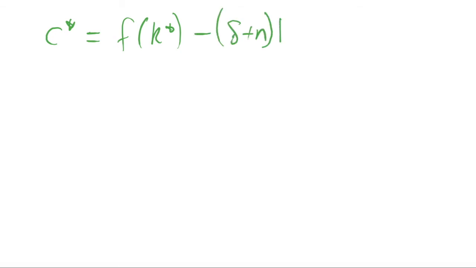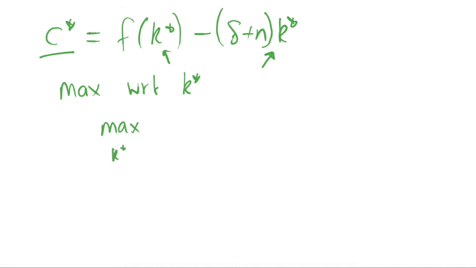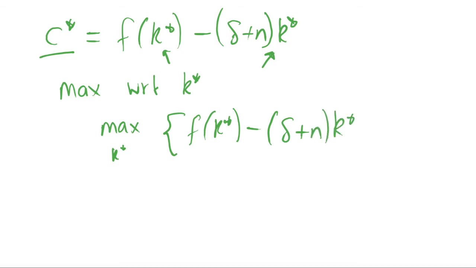So as previously said, we have that our consumption is equal to our output function minus our break-even investment. So we want to maximize consumption. So we maximize with respect to k star. Both of these functions are in terms of k star, everything else is just constants that we have in there. So we want to maximize consumption with respect to k star. And so what is our maximization problem? We maximize with respect to k star the function f of k star minus our break-even investment.